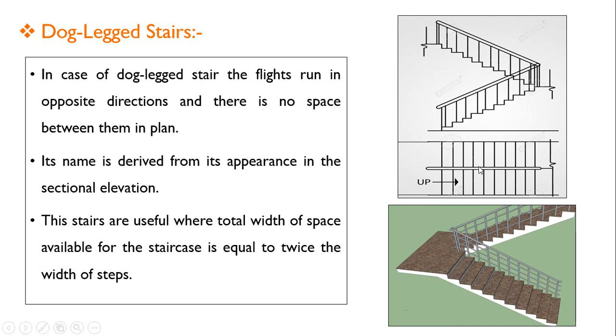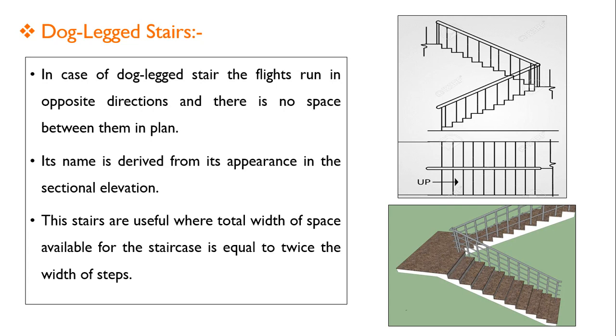In this case, the flights run in opposite directions. This is the first flight and this is the second flight. This is running in this direction, and this is running in this direction. So the flights run in opposite directions and there is no space in between these two flights in plan. If you observe from the top, you will not find any space between the two flights, or only a very slight space, right? Maybe up to 10 centimeters.